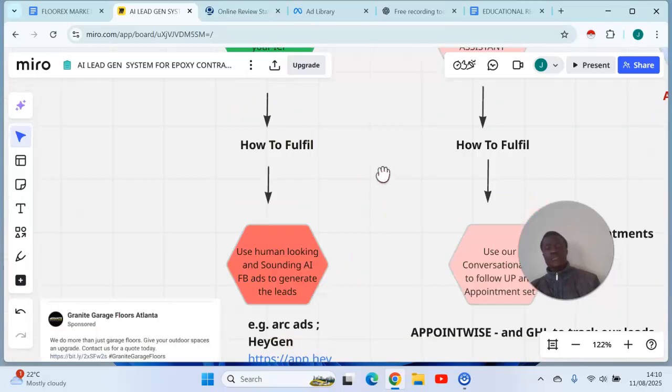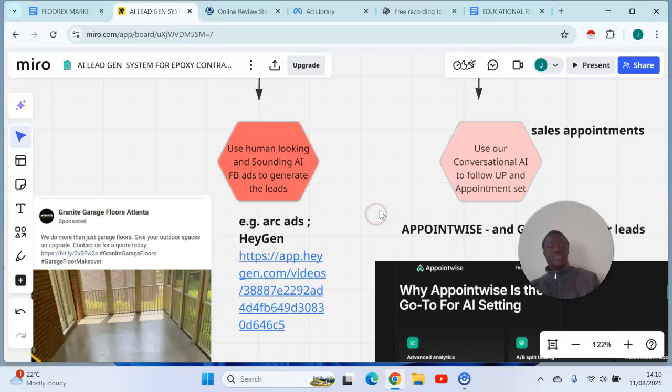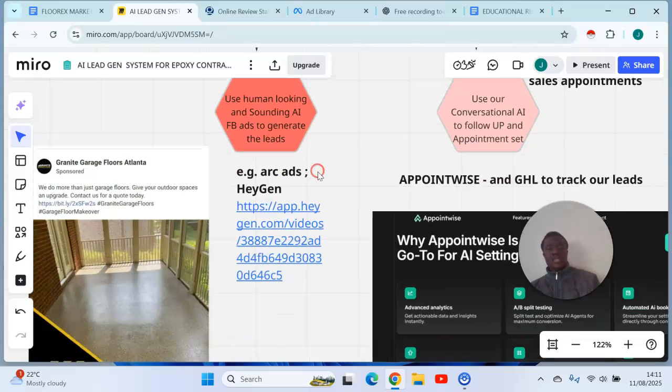So how are we going to fulfill? We'll be using human looking and sounding AI Facebook ads to generate the leads. Basically, the whole of this offer is on AI. AI is going to help us do all the things. AI is going to help us save on our time, save on your time, save on your money. And for this, we'll be using tools like Ads.